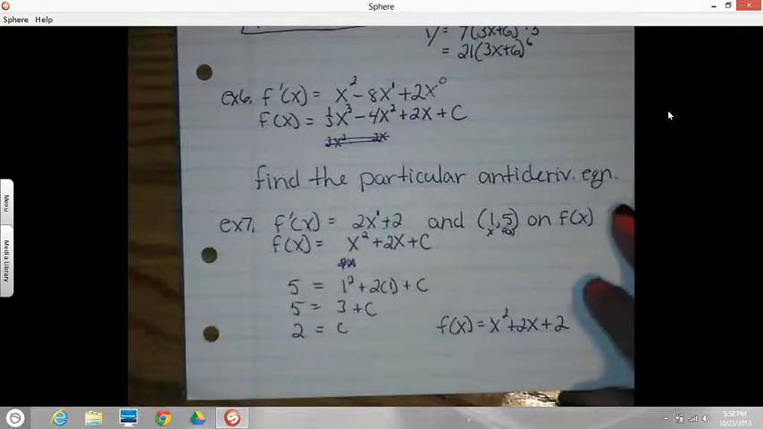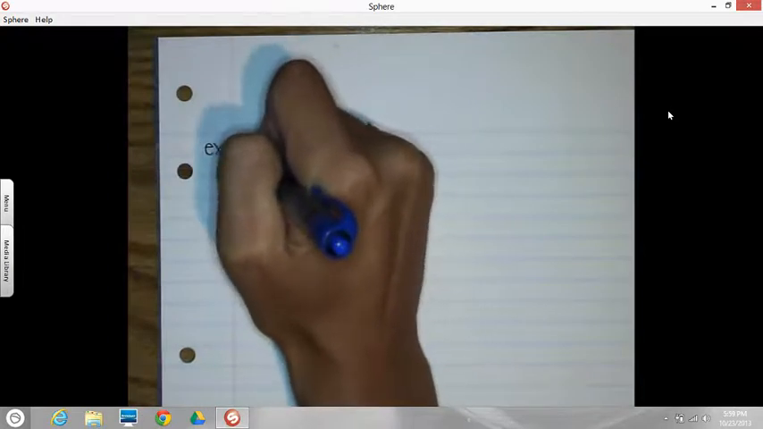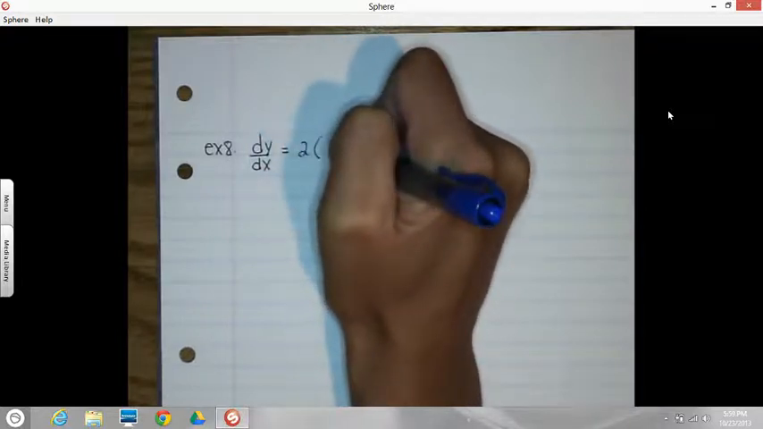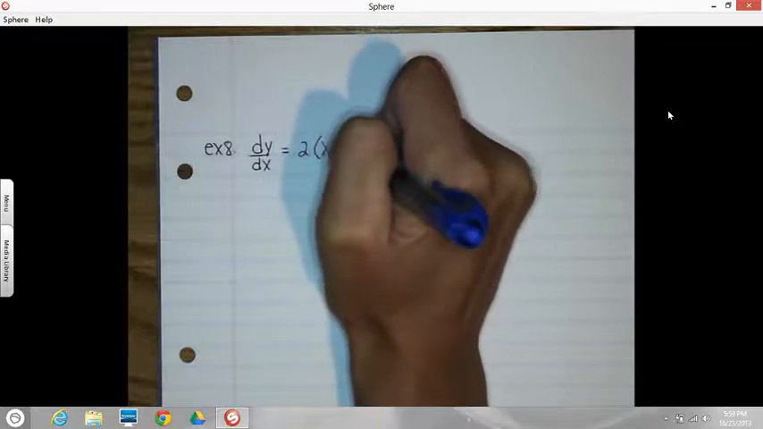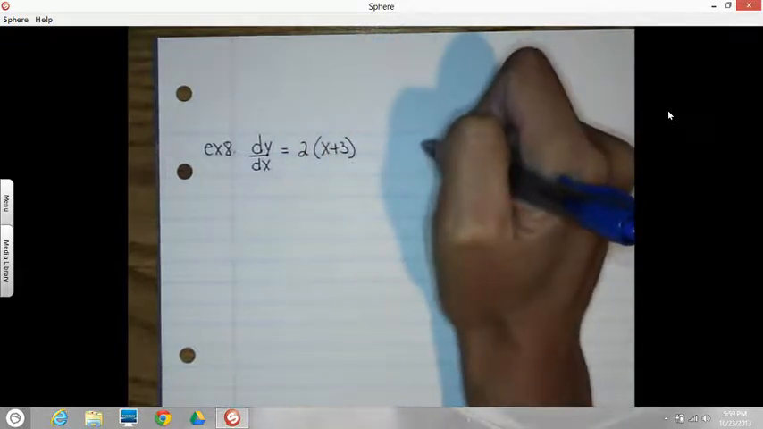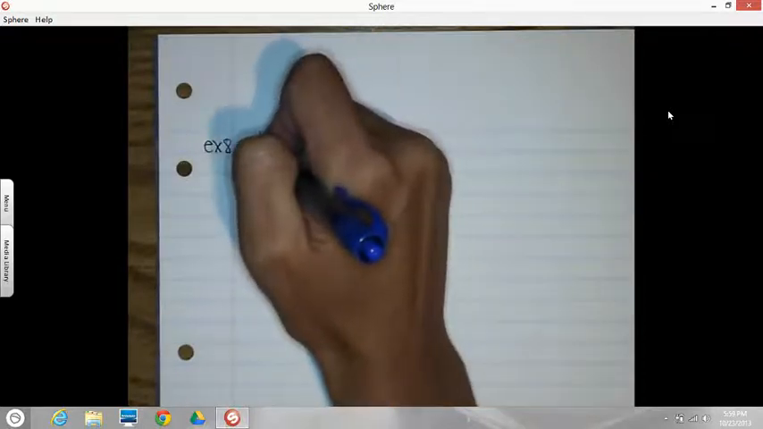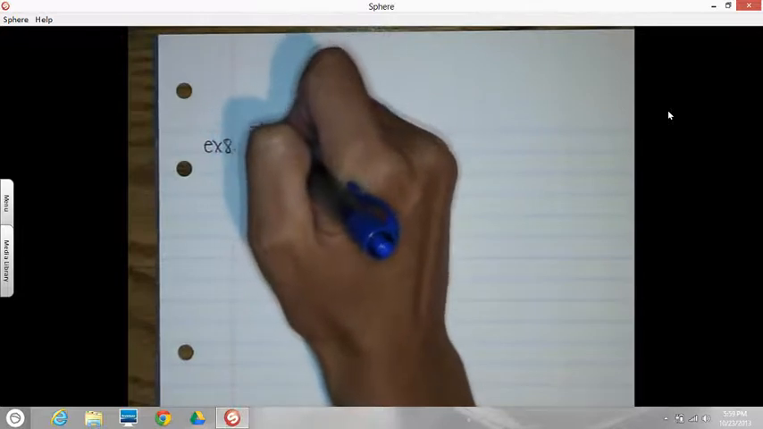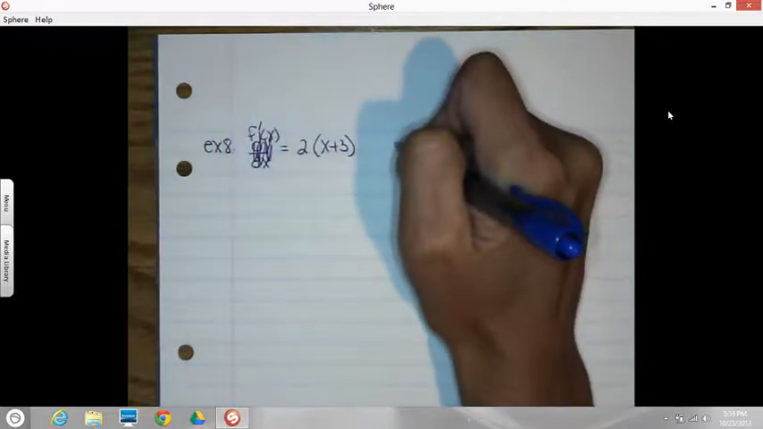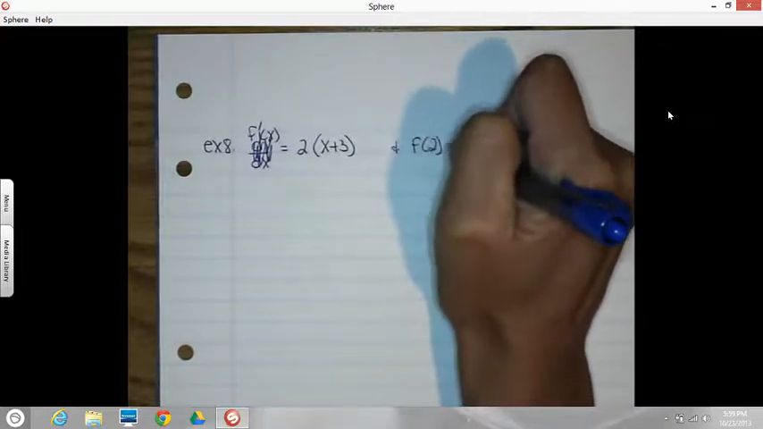Okay, try another. Let's see, we'll go with two more. dy dx equals 2 times the quantity x plus 3. And I know that, I don't like that notation. Let's go f prime of x equals that. And then I also know that f of 2 equals 25.